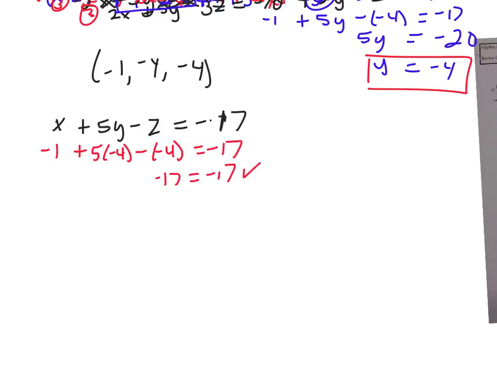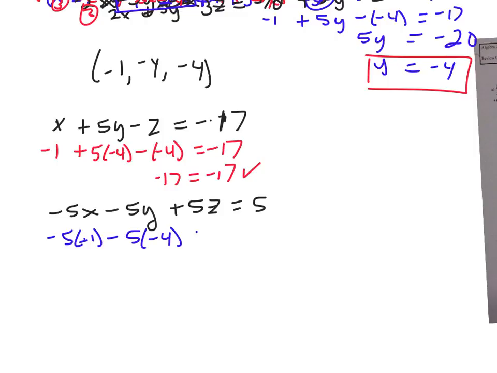Okay, and now we're going to try negative 5x minus 5y plus 5z equals 5. So I have negative 5 times negative 1 minus 5 times negative 4 plus 5 times negative 4, does that equal 5? Plug the whole left side in, 5 equals 5, and that checks.